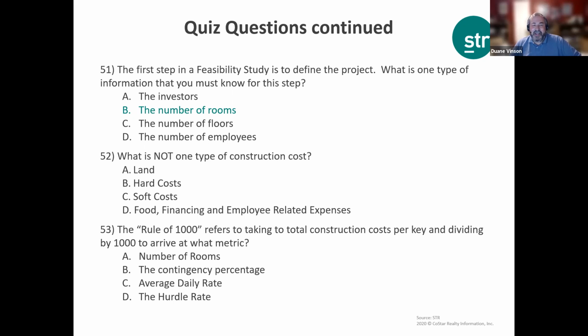So you're saying FF&E is not one of our construction costs? That's FF&E, right? Food, financing, and employee related expenses? No, that's not right. We know that's not FF&E, is it? Sounded kind of funny, didn't it?